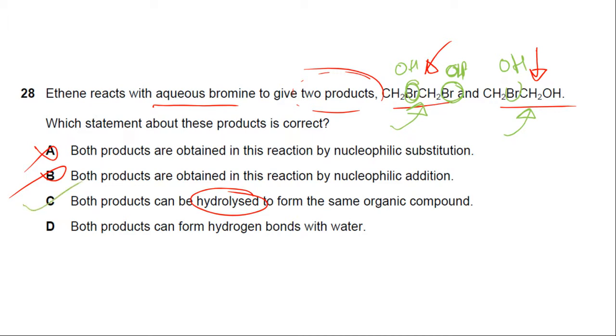For part D, it says both products can form hydrogen bonds with water. Well, this certainly can, because it has an OH group. But in this case, we don't have hydrogen attached to oxygen, nitrogen, or fluorine, which is partially negative. So in this case, it cannot be D. And so the answer is C.